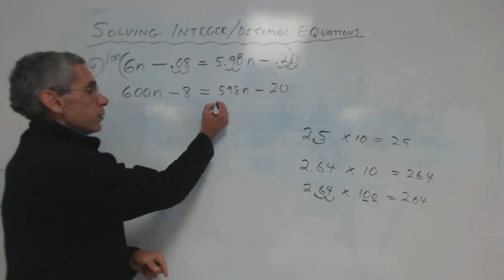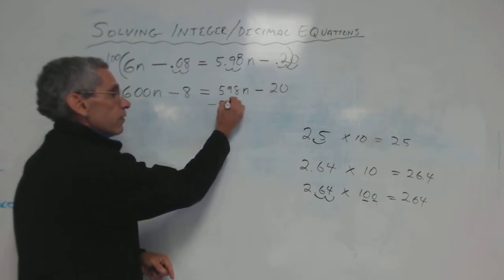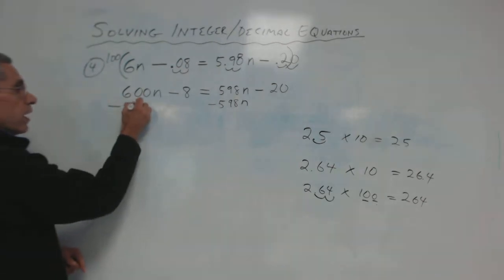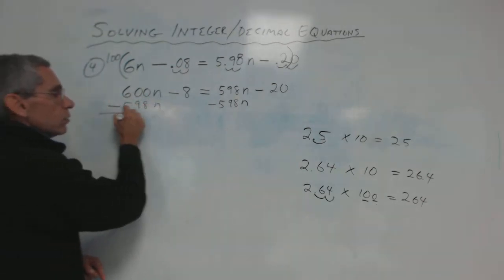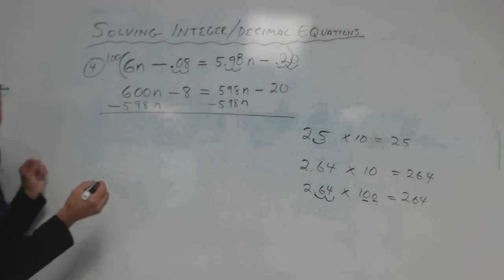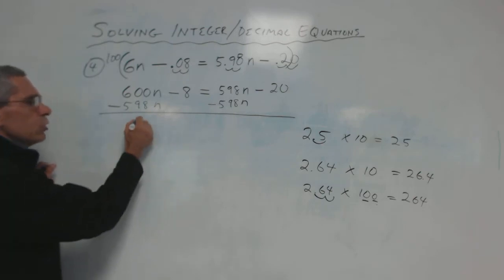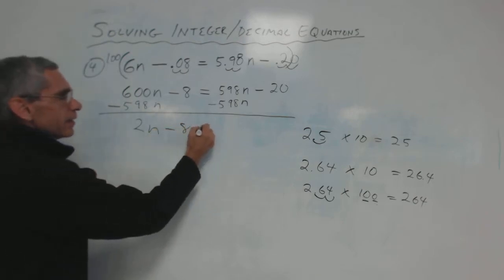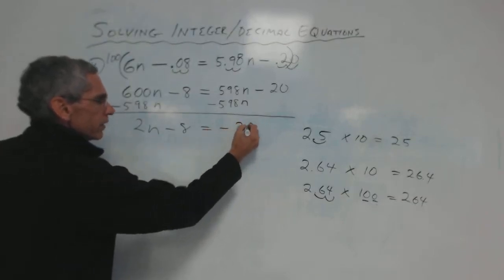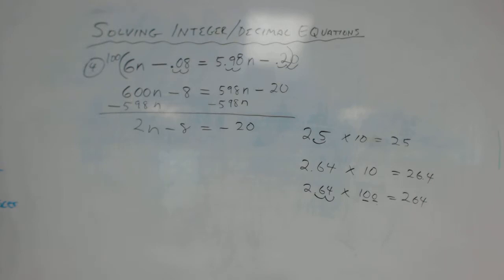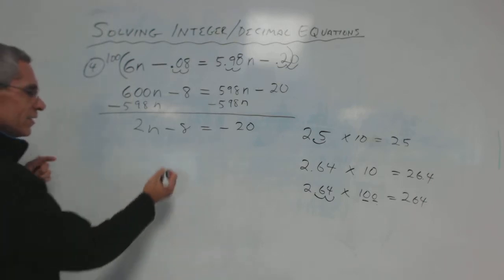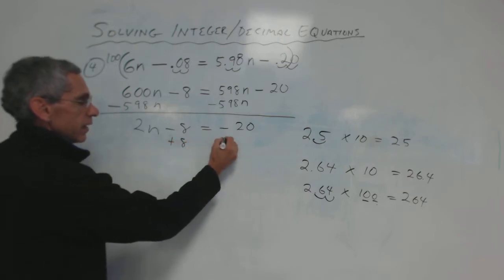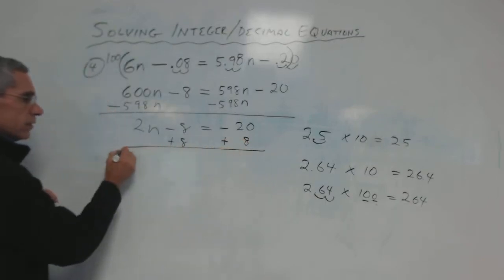So I've got to do the opposite of that. I could do negative 598n, and I'm going to do the same over here, negative 598n. 600 minus 598, that's huge! All right, so we got 2n minus 8 is equal to negative 20. Oh my god, this is so much easier now. Look at this. So much easier. I'm going to add 8 to both sides.